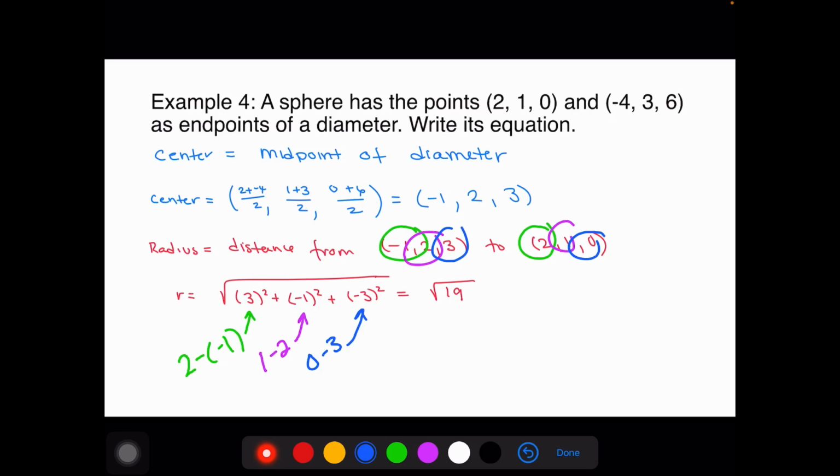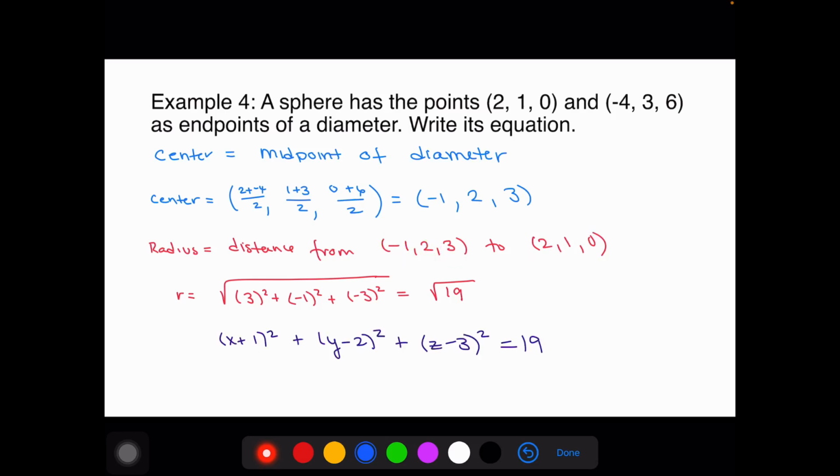So there's my radius. I have my center. Plugging that into my formula gives me my answer. The equation of this sphere is going to be (x + 1)² + (y - 2)² + (z - 3)² = (√19)². I'll just call that 19.